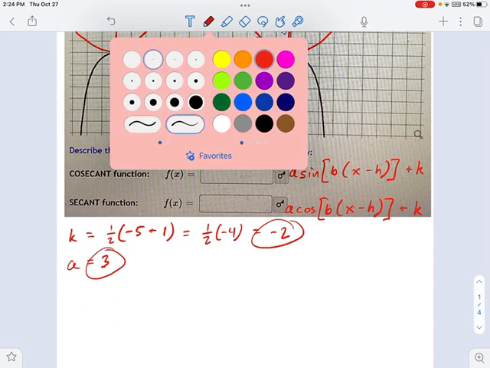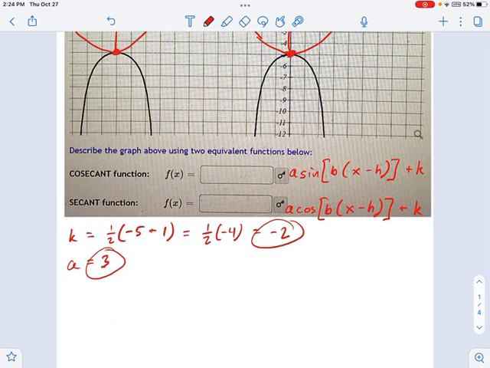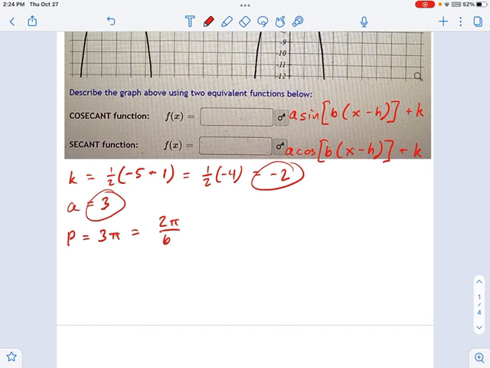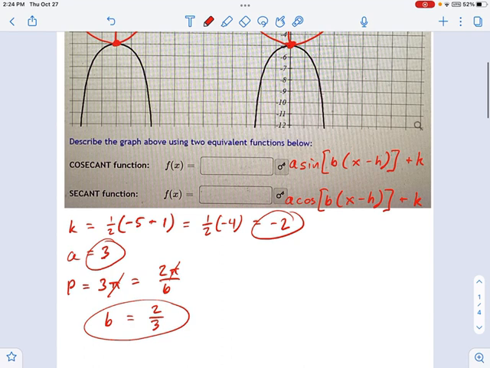So to calculate the next portion of that equation, p equals 3 pi. And if you remember what p equals as a formula, it's 2 pi over b. Okay, so if we calculate this one, my pi's cancel out, and I'm going to multiply each side by b and divide each side by 3. So I get b equals 2/3. Now I have checked off just about every variable I need. I've got a, I've got b, I've got k. I just need h.